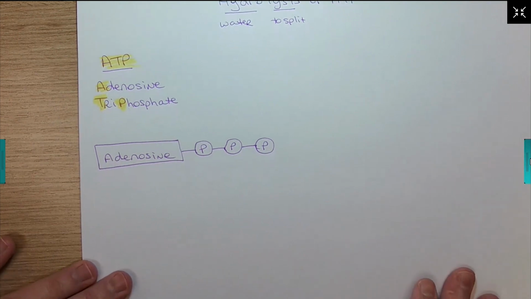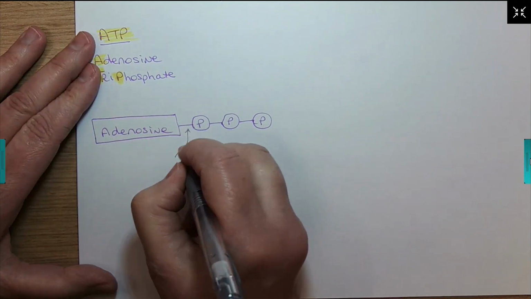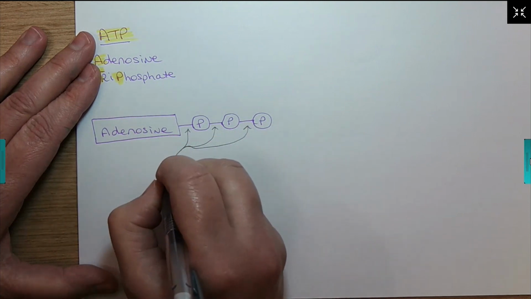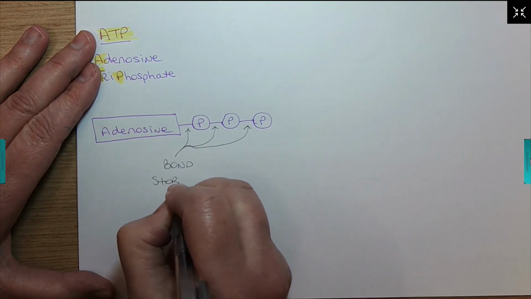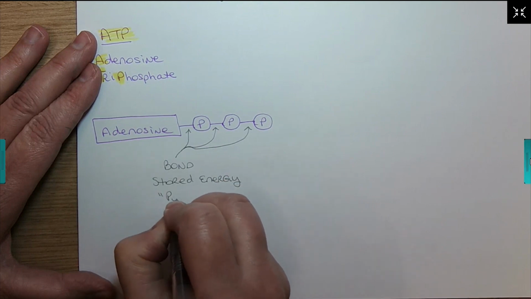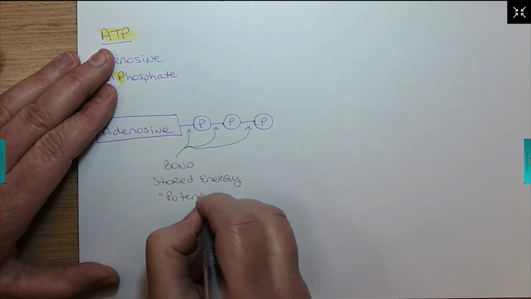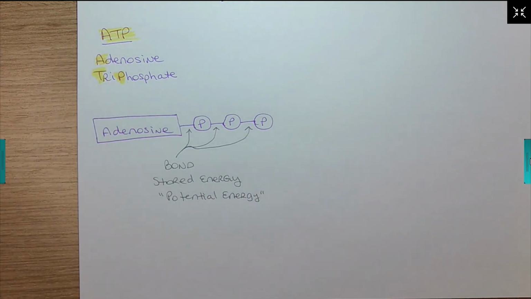And if you all remember from chapter 2 or 3 or something like that, each one of these lines represents a chemical bond. And that bond is storing energy. Y'all might remember that word from IPC or physics or something. It's called potential energy. It's stored energy. As opposed to kinetic energy, which is energy of something moving. This is not moving. So all bonds have stored energy.